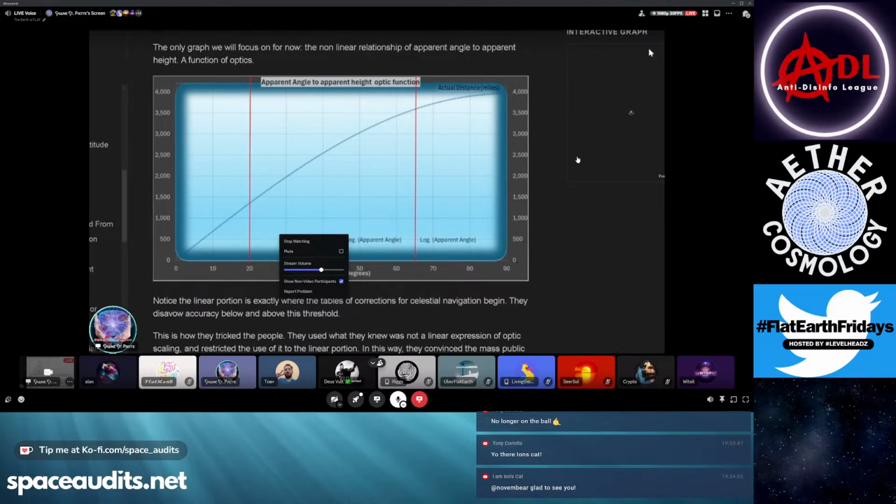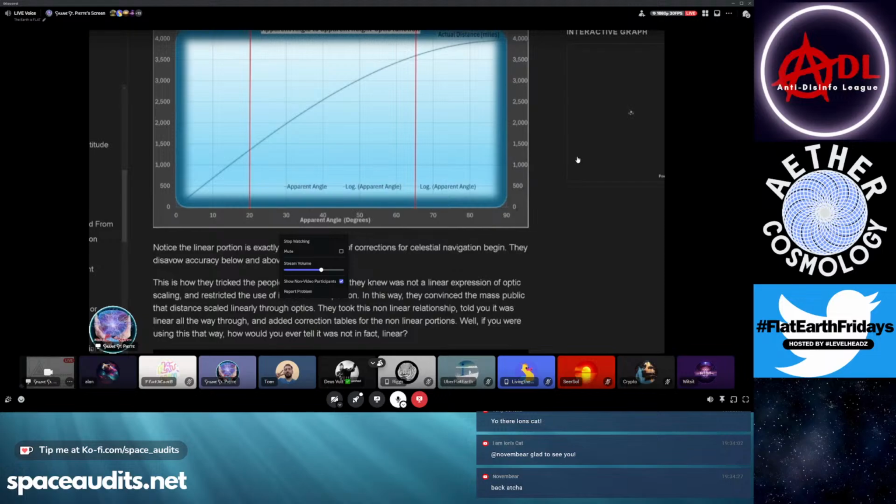So I'm going to conclude and assert that this is how they trick people, right? They used what they knew was not linear, this optic expression of scaling, and then they restricted the use of it to just the linear portion. In this way, they convinced the public that distance scaled linearly infinitely, right? They said, look, you can take this measurement, you can look at this tree, you can see how far away it is. But that only works for a certain portion of your vision. If you try to do it on the horizon, when it's compressed into nothing, that would be a lot more difficult. Almost impossible, you might say, right?